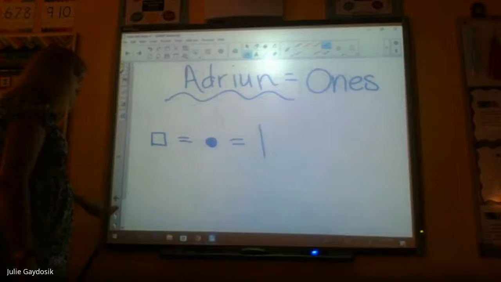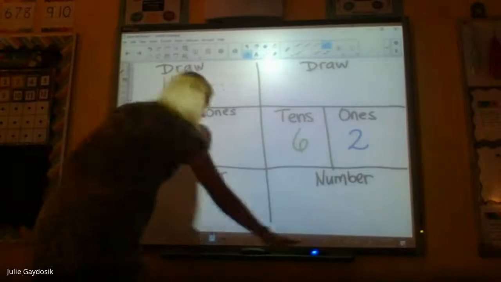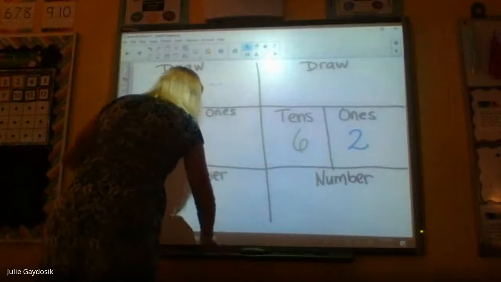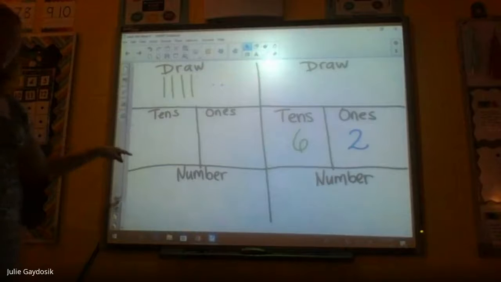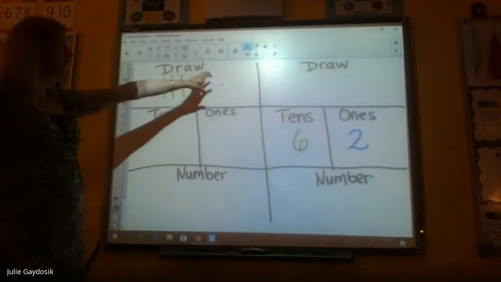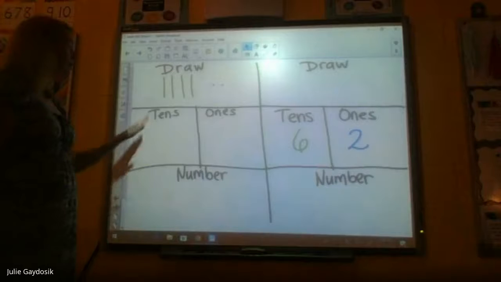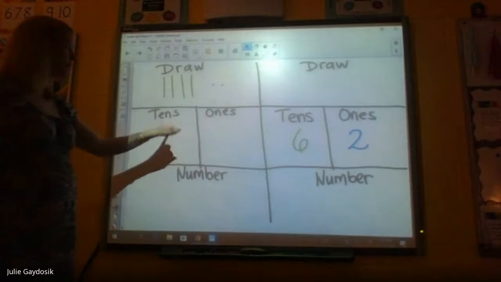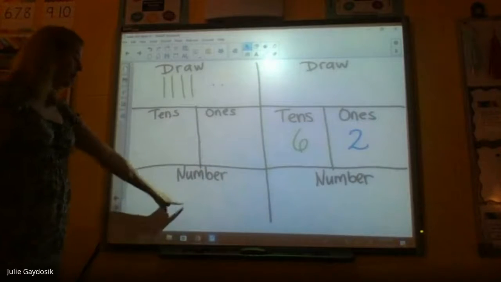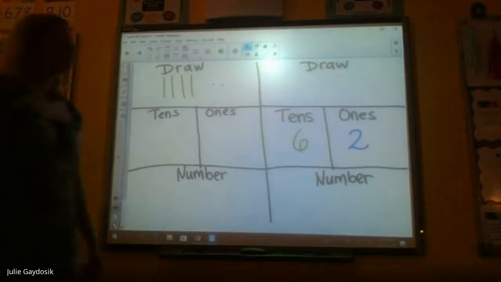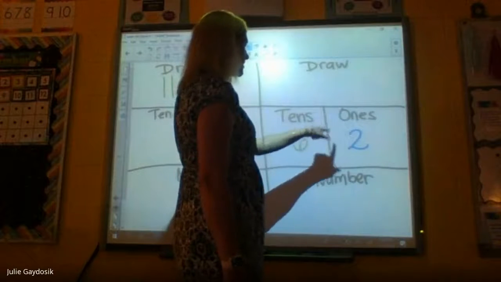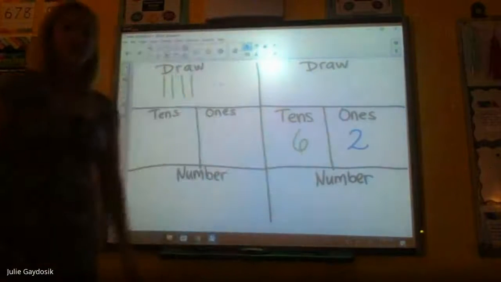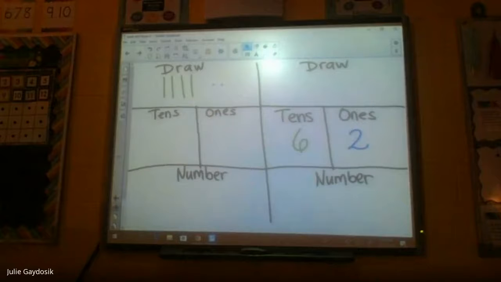Let's go ahead and do some examples. Looking at this, I want you to hit pause on this video, and I want you to draw this chart. We're going to draw the base 10 blocks on the top. We're going to do 10s and 1s in the middle, count how many 10s, count how many 1s, and then write the total number at the bottom. Same thing over here. Draw it at the top. Tell me how many 10s, how many 1s, and then write the number at the bottom. So go ahead and hit pause.